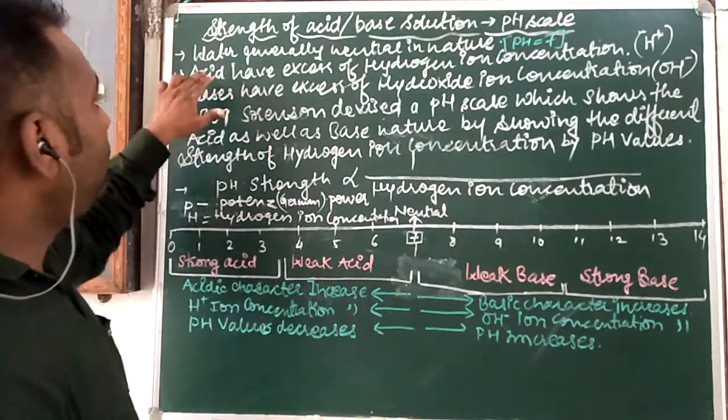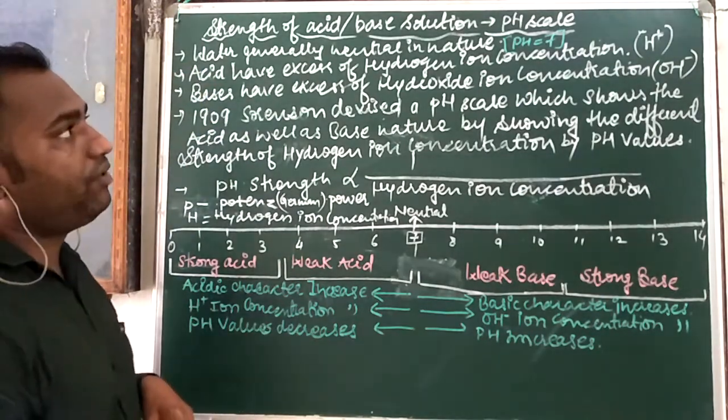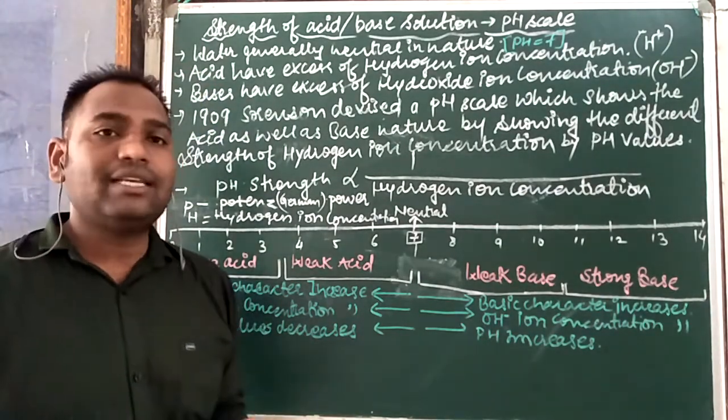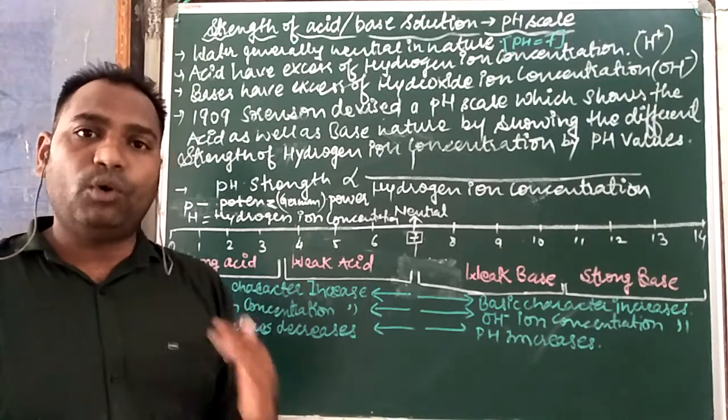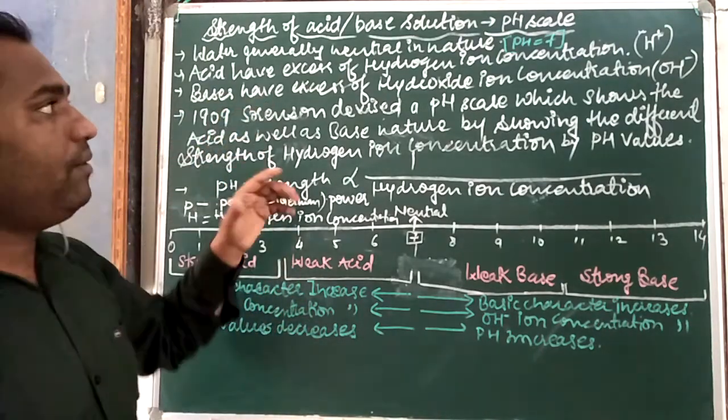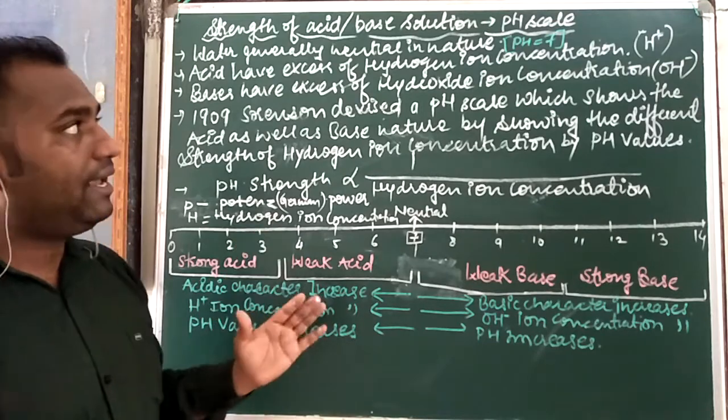Next, acids have an excess of hydrogen ion concentration. In acids, generally H plus ion concentration is more, and bases have an excess of hydroxide ion concentration.